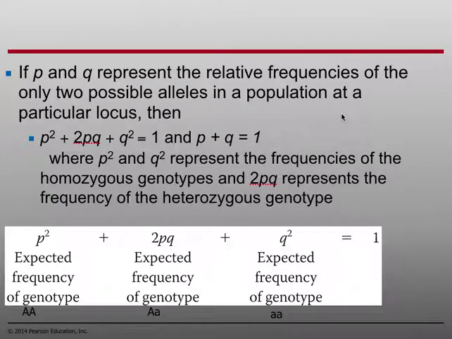So if half of the gene pool is big A and half of the gene pool is little a, that'll be 0.5 plus 0.5 equals 1. Okay? Then we can use this side to determine what the genotypes are. If you remember, there's homozygous dominant, homozygous recessive, and heterozygous.